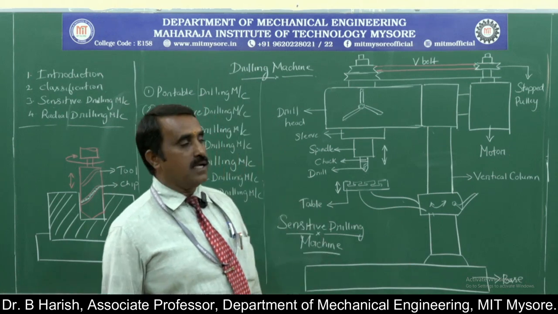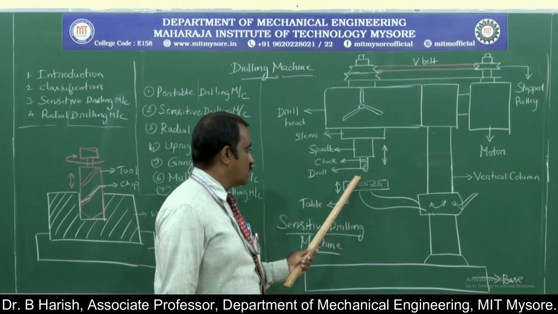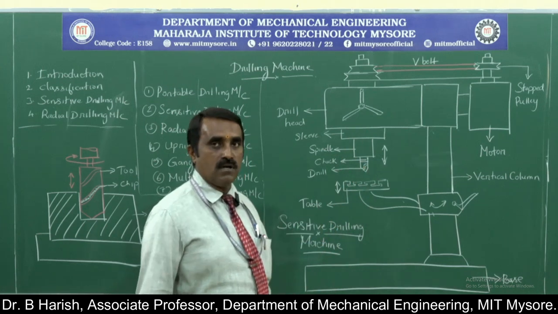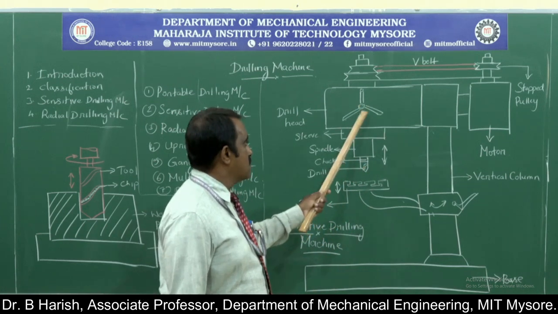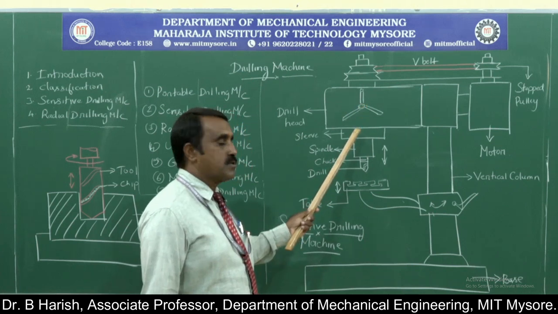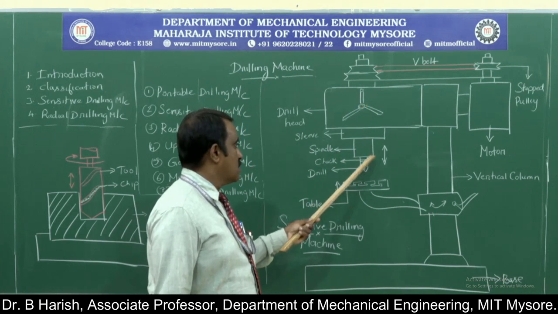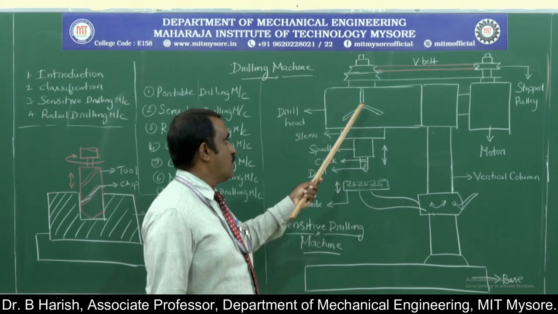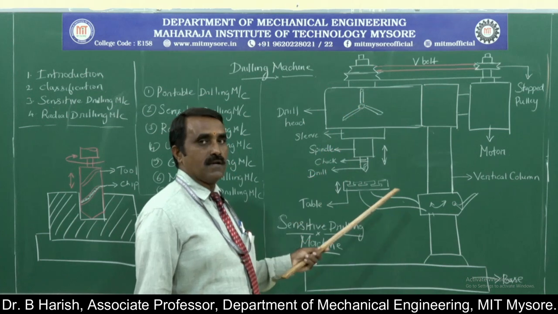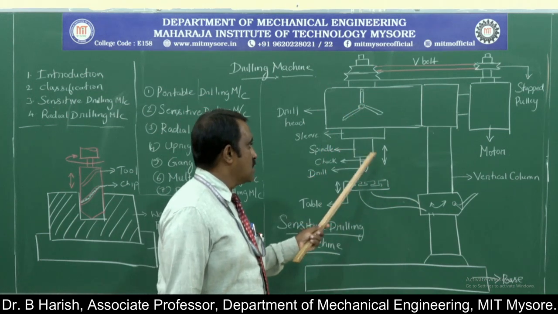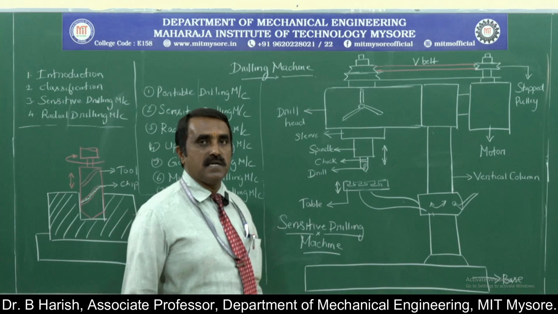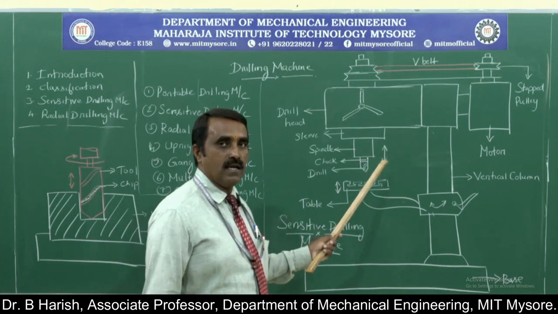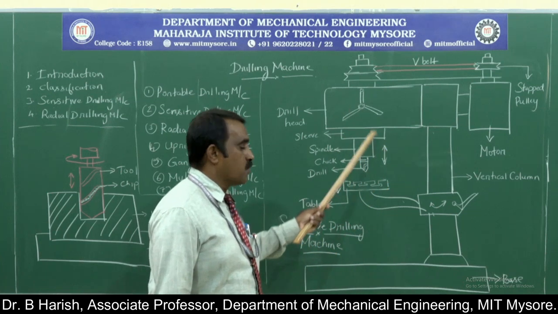Coming to the working, the job is fixed on the table and locked, and then the machine is switched on. This is a hand wheel that is used to give the feed; you can see this spindle, that is the drill head, can move in the vertical direction. For that this hand wheel is given. Once we switch on the machine, the spindle starts rotating. As the spindle starts rotating, you have to give the feed manually. If you rotate this lever, the spindle moves up and down.